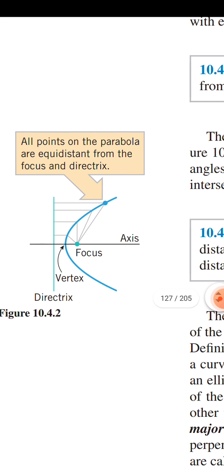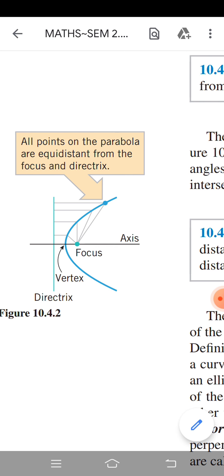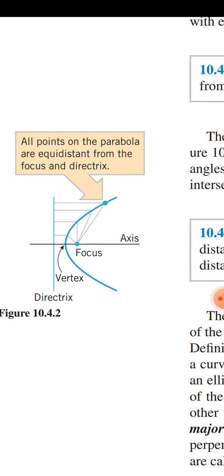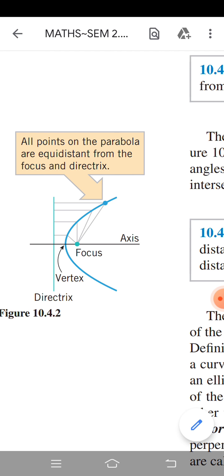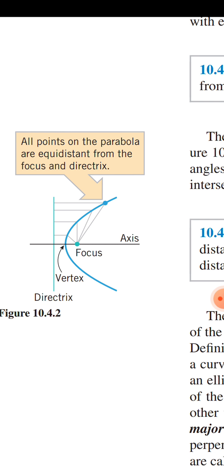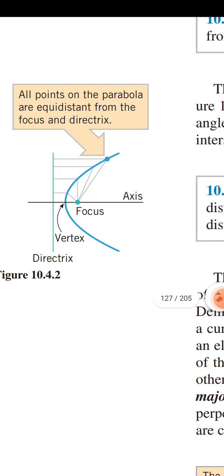See this figure. Carefully see the parabola, which is in blue color, so that is the point here. The distance between this point and this line, which is called the directrix, and the distance between this point and the focus is the same. It means the distance of the focus and the point is equal to the distance between the directrix and the point which lies on the parabola. So these two distances are equal to each other.